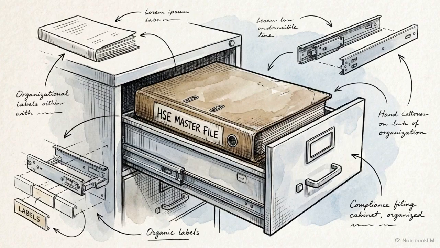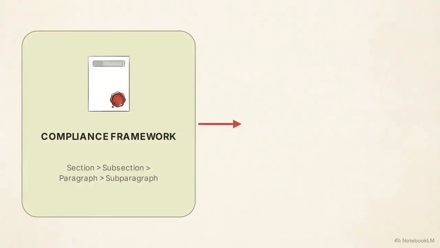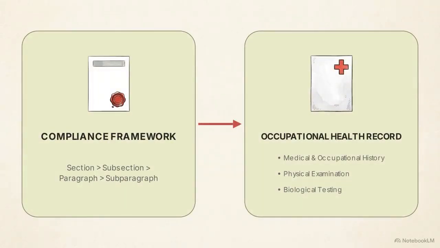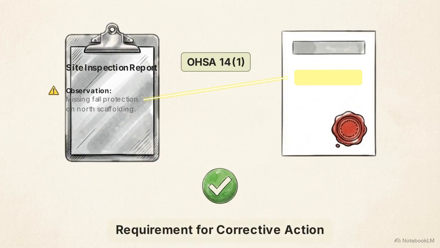With your citations formatted correctly, your paperwork is secure. We can now take this compliance framework and apply it to the fundamentals of occupational health. A correct legal citation links a site observation directly to the law, establishing a clear requirement for corrective action.